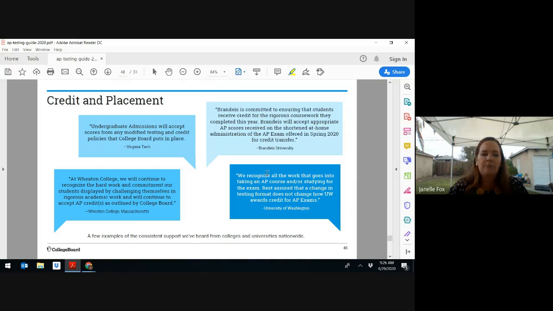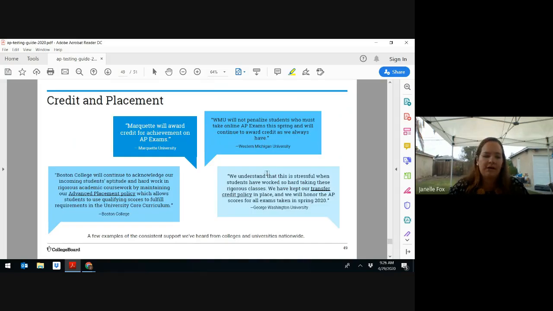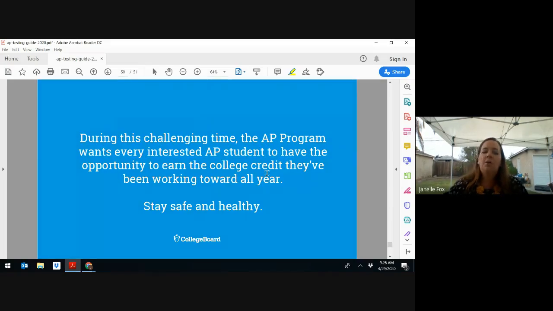These are just some quotes to tell you guys that the colleges are on board. Colleges are on board. They get it. You've worked hard. They're all going to accept it. It's great. College Board just wants to make sure that you guys have the opportunity to earn the college credit that you've been working for all year. I applaud them for all the things they're doing. It's different, I get it. It's a one-time thing. They're having to create things from scratch. They never even thought they were going to have to. We're having to do that also. We want to support you guys as best as possible. They really were just encouraging everybody to stay safe and healthy. And let's do it. I'm super excited for us.